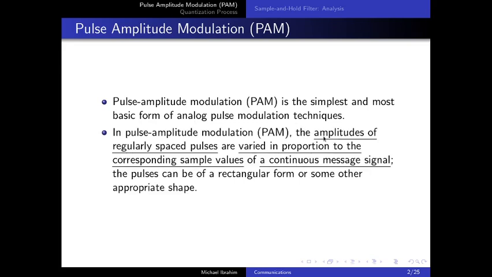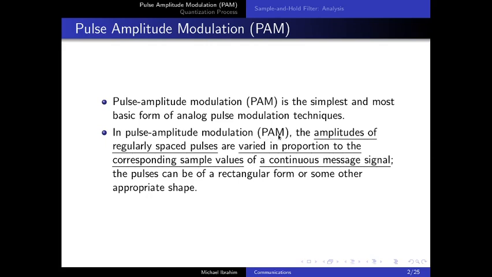In PAM, the amplitude of regularly spaced pulses is varied in proportion to the corresponding sample values of a continuous message. In other words, if you remember from the previous lecture, we have a train of pulses acting as our carrier, and we choose one characteristic of this train of pulses to change in accordance with the message. This characteristic could be the amplitude. In this case, we will get what's called pulse amplitude modulation.